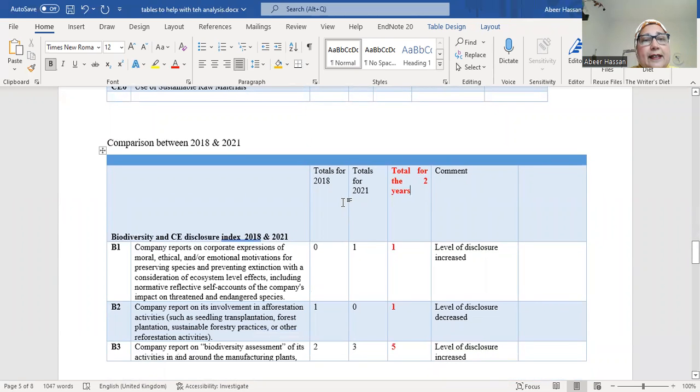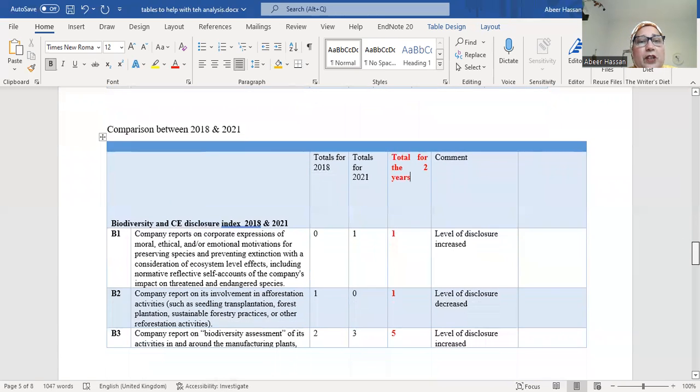In 2018, of course, this is just an example. Your company might be something completely different. So if you scored your company 0 in terms of B1 in 2018, and then you scored them 1 in 2021, talking about the same B1 here, that means the total in the 2 years, 0 plus 1, is 1. That means the level of disclosure about B1 increased. It was 0, becomes 1. I hope you follow me.